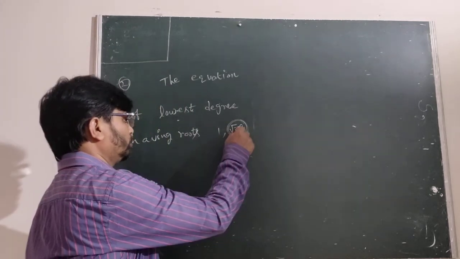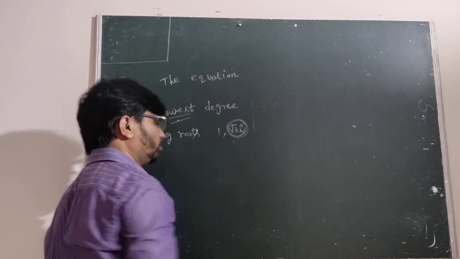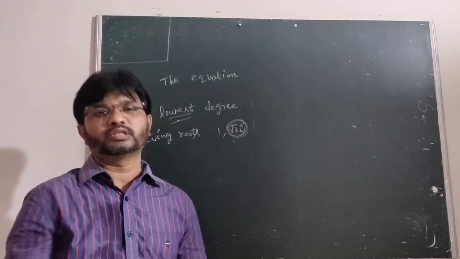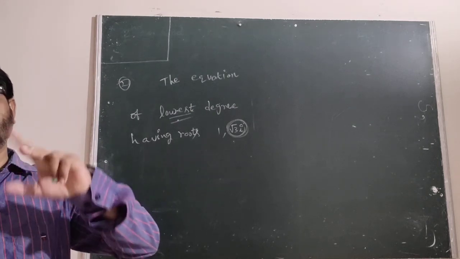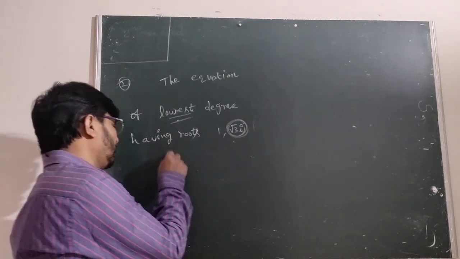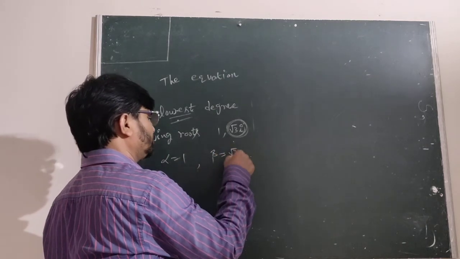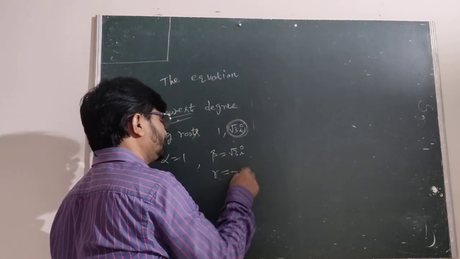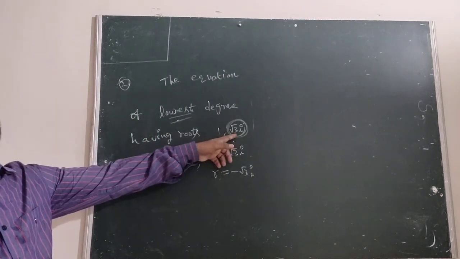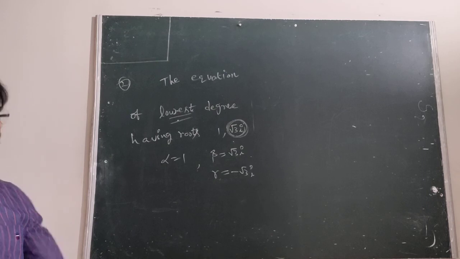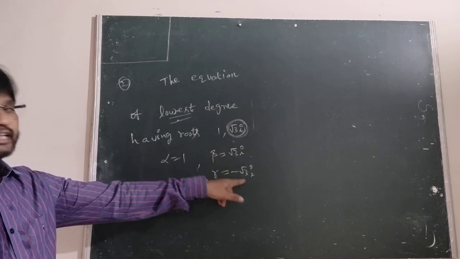Therefore here the roots must be of lowest degree. That means one of the roots is root 3i, either irrational roots or complex imaginary roots, so two roots must be conjugate to each other. Here alpha equal to 1, beta equal to root 3i, gamma must be minus root 3i. The conjugate of root 3i is minus root 3i.